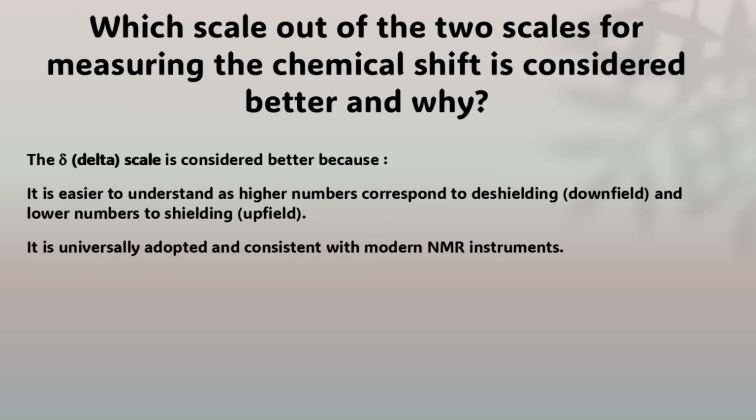The next question is question number 42. Which scale out of the two scales for measuring the chemical shift is considered better, and why? The answer to this question is, the delta scale is considered better because it is easier to understand, as higher numbers correspond to deshielding, downfield, and lower numbers to shielding, upfield. It is universally adopted and consistent with modern NMR instruments.